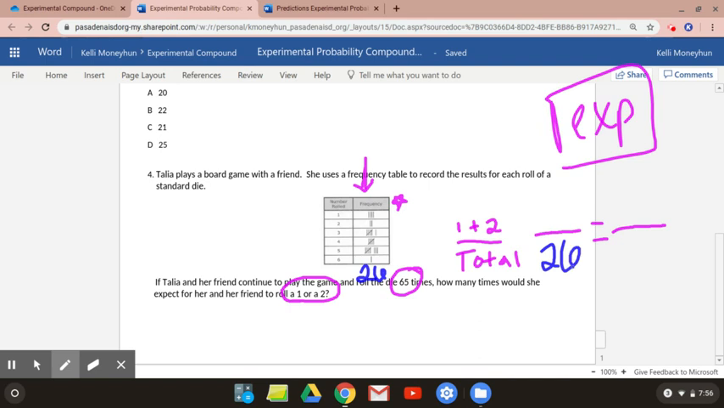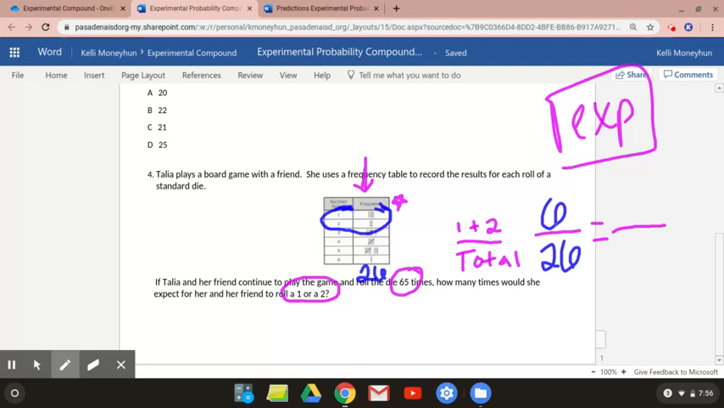probability. Now I'm talking about a 1 or a 2, so I want you to circle the 1 and the 2. It says I rolled a 1 4 times and a 2 2 times. So how many times did I roll a 1 or a 2? 6. Okay. On the other side of my proportion should be an x in the new total.